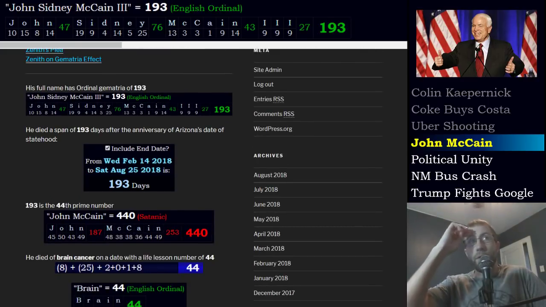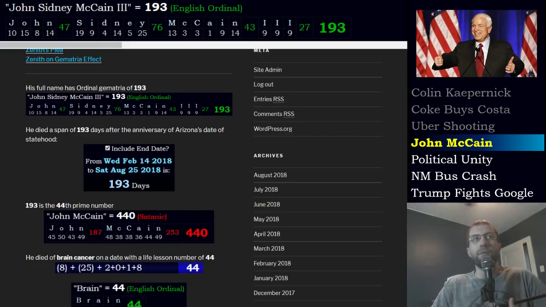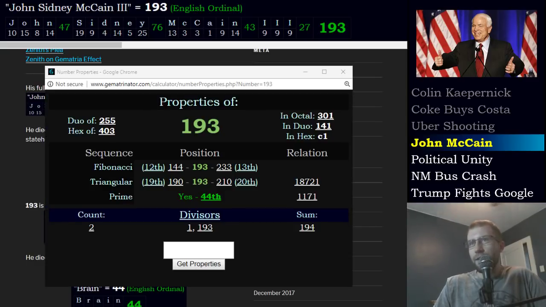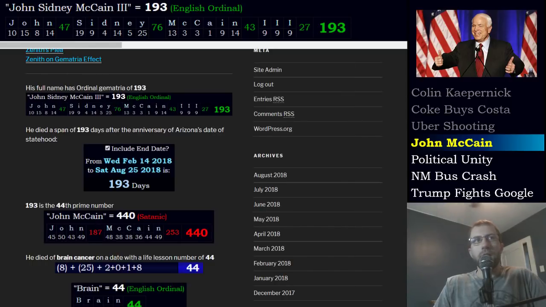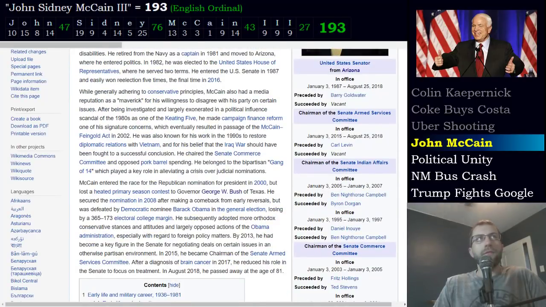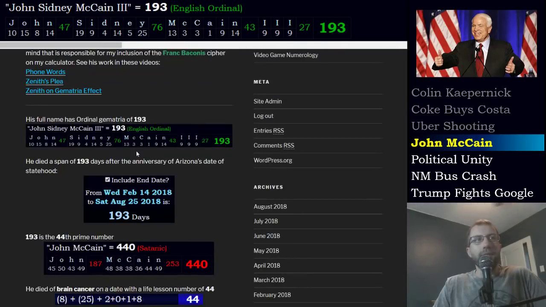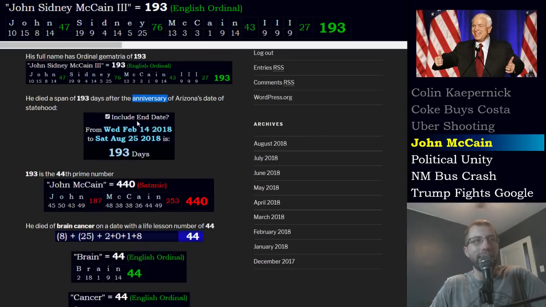Now, using the alphabetic order, John Sidney McCain III equals 193. 193 is a prime number. It's the 44th prime number. John McCain, measuring from the date that Arizona, he was an Arizona senator. Arizona became a state on the date February 14th. So including the end date, he died 193 days after that date.